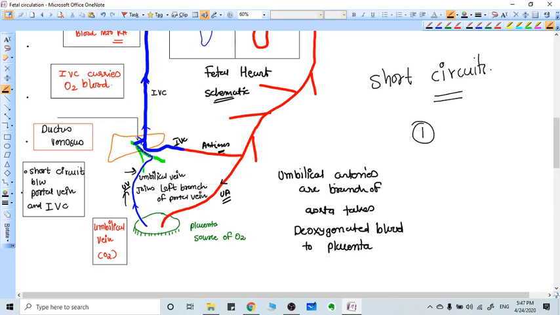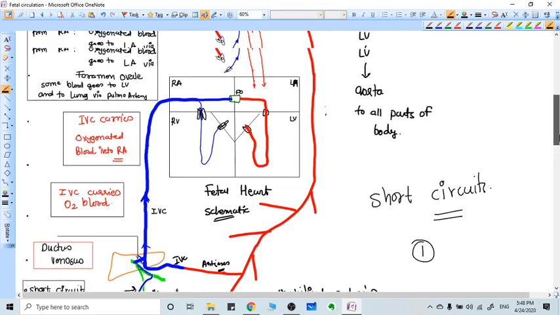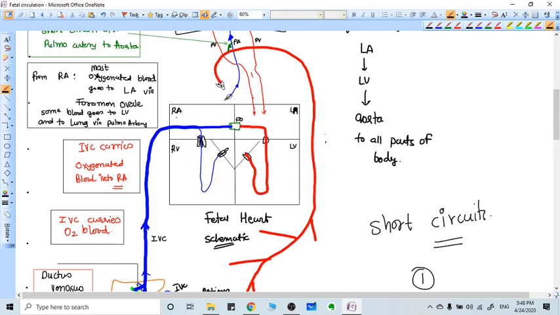Because of the ductus venosus, the oxygenated blood that comes from the umbilical vein into the portal vein, most of it goes directly into the inferior vena cava rather than going into the liver and getting metabolized. The oxygenated blood goes directly into the IVC. Now the IVC opens into the right atrium. Here I have a very simplified version of the fetal heart, the four chambers as boxes: right atrium, right ventricle, left atrium, left ventricle. The inferior vena cava, which carries oxygenated blood, opens into the right atrium as usual.